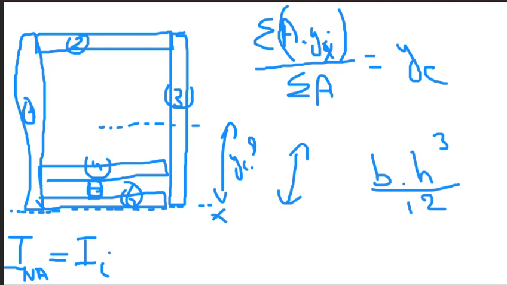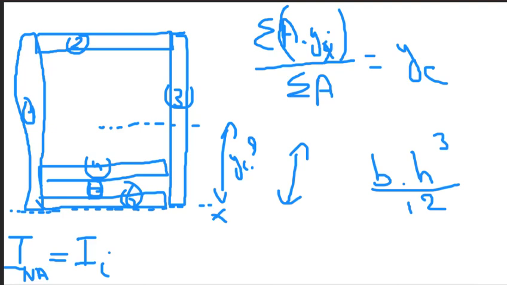Do not mix breadths and heights, please, because then your calculation will be wrong. Breadth is horizontal, height is upwards. So breadth multiplied by height to the third divided by 12. But that's for every segment individually. We still have to correct it towards the neutral axis.